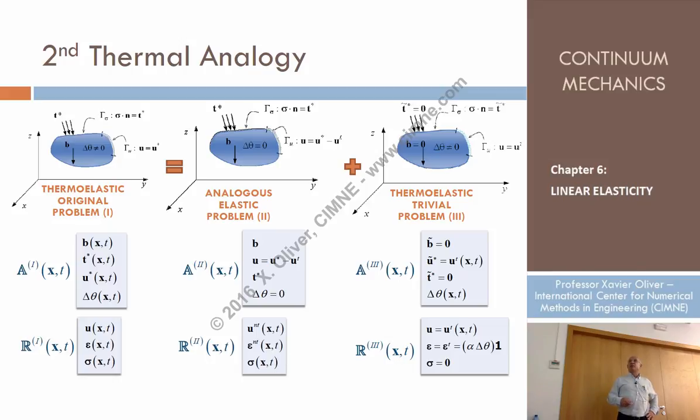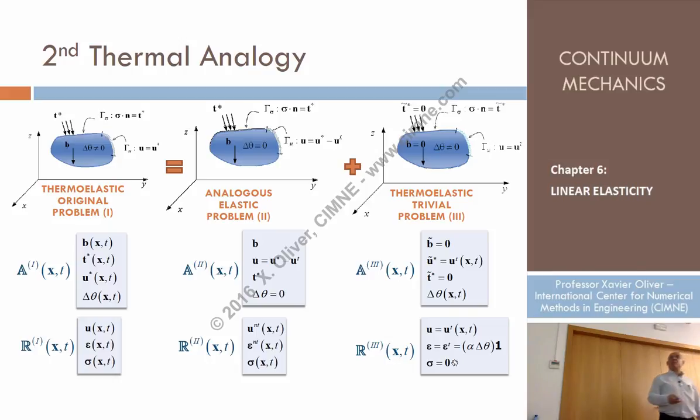So to the solution that I have obtained here, I add the thermal displacements that I computed initially, and I will obtain the real final displacements. In terms of the strains, I add to these strains the thermal strains, and I will obtain the original strains. And in terms of the stresses, I don't have to correct them because this is 0. Okay? So this is the second analogy.